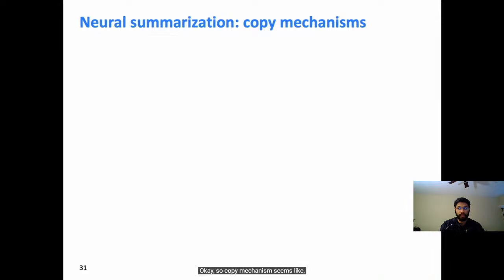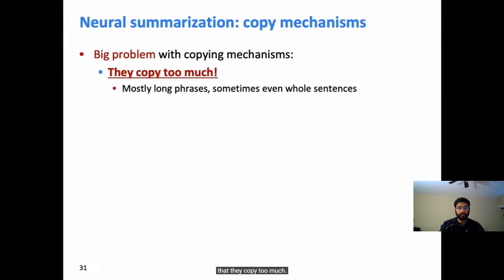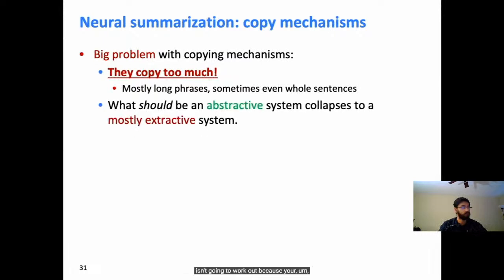Okay, so the copy mechanism seems like a sensible idea, but there's a big problem with it, which is what I mentioned earlier: they copy too much. When you run these kinds of systems on summarization, you find that they end up copying a lot of long phrases and sometimes even whole sentences. And unfortunately, your dream of having an abstractive summarization system isn't going to work out because your copy-augmented seq2seq system has just collapsed into a mostly extractive system, which is unfortunate.